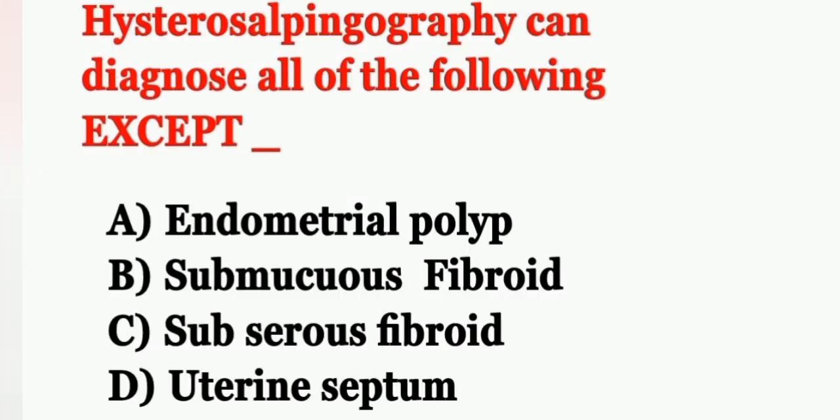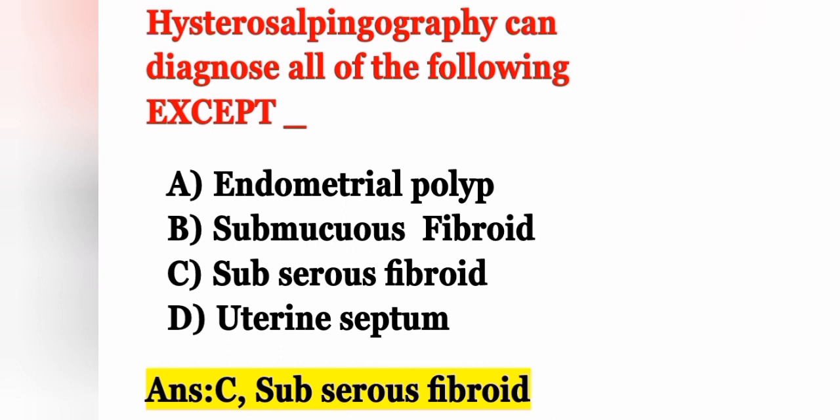The next question: hysterosalpingography can diagnose all of the following except? Option A, endometrial polyp. Option B, submucosal fibroid. Option C, subserous fibroid. Option D, uterine septum. Hysterosalpingography is not possible in case of, correct answer option C, subserous fibroid.